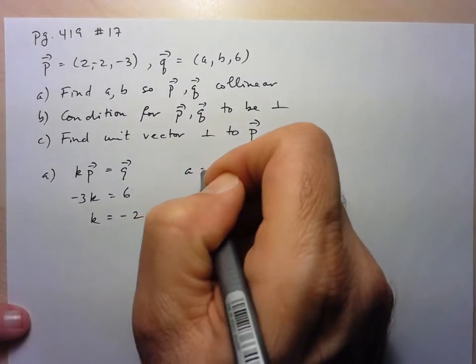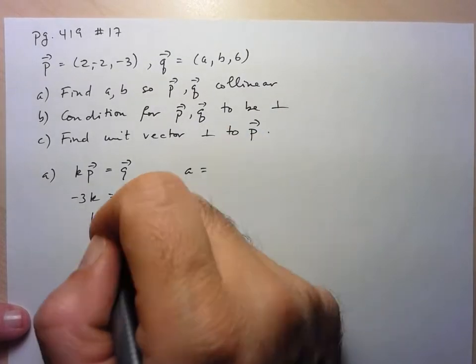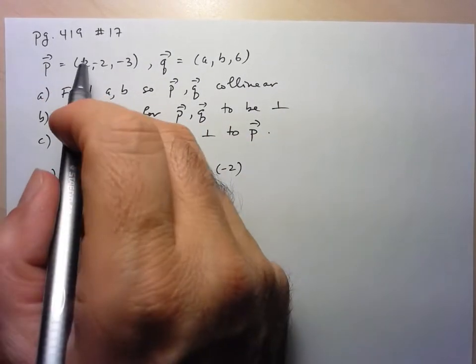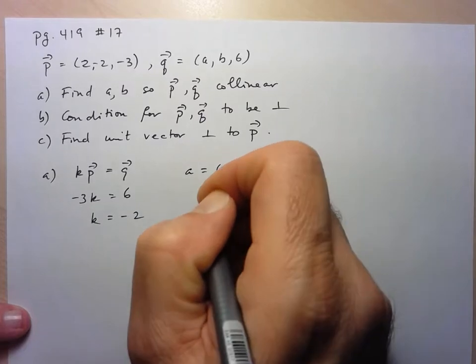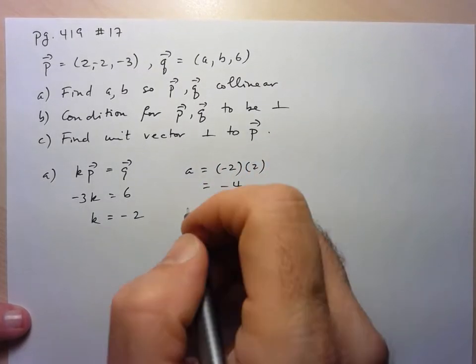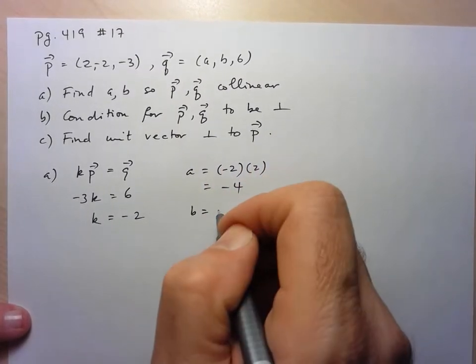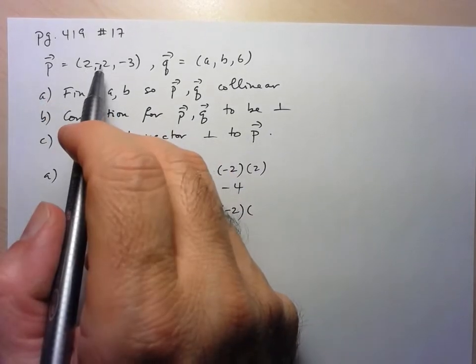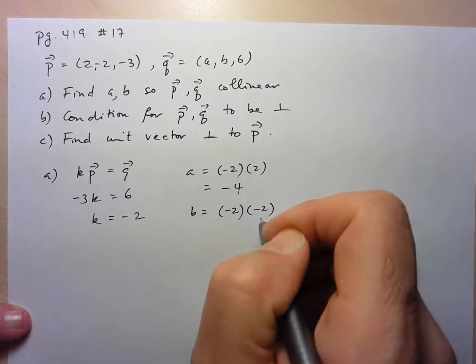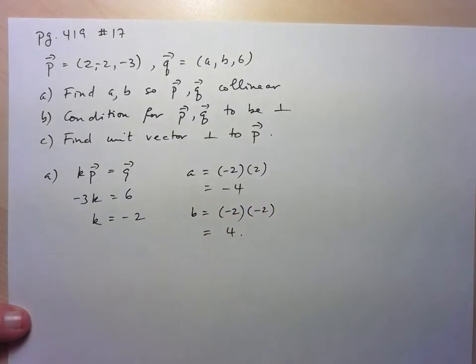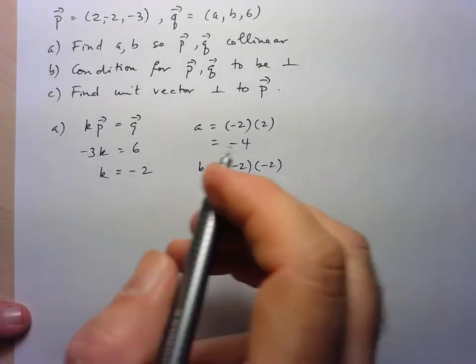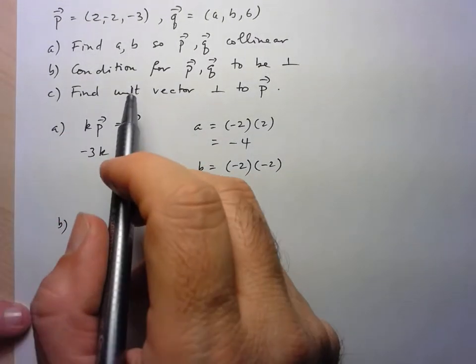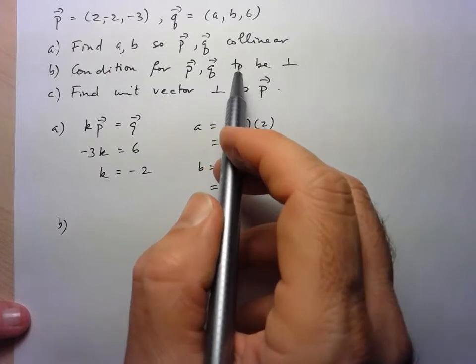So a is going to be equal to my k value, negative 2, times the x value here. So that's just going to be equal to negative 4. And my b value is going to be equal to the k value, negative 2, times the y value in p, which is also negative 2. So we're going to have b is equal to 4. Okay, so let's move on to part b, which is the condition for p and q to be perpendicular.